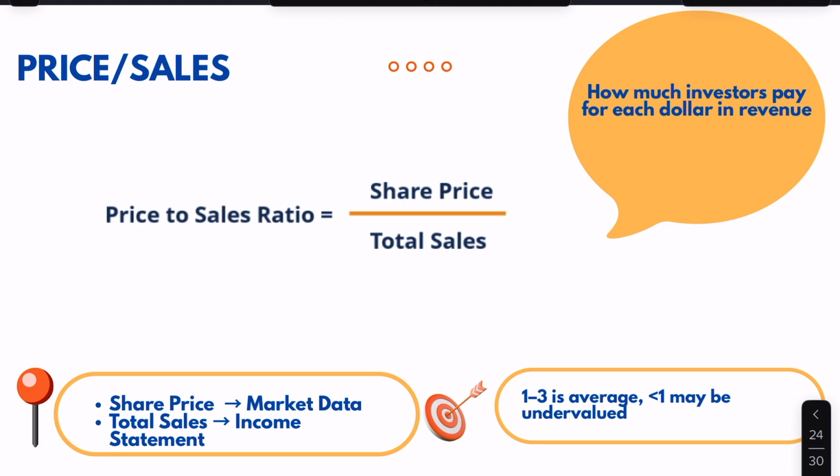So on average 1 to 3 is typical as a benchmark for this ratio. Less than 1 might mean that the company is undervalued. So this is great for early stage companies that haven't turned a profit yet.